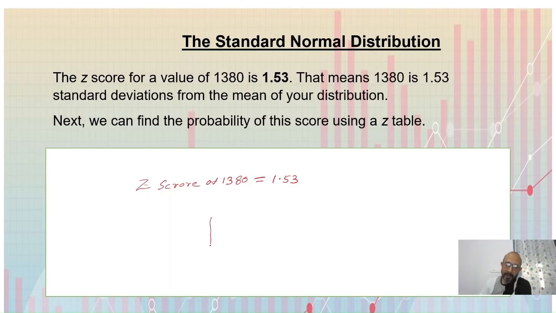If our distribution mean is here, then 1.53 from our mu. So we can find the probability of this score using the Z table.